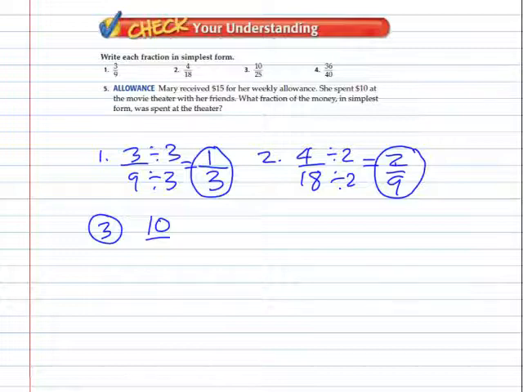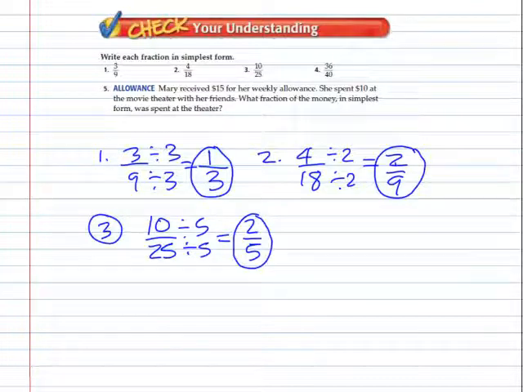Number 3, 10/25. Because both numbers end in 0 or 5, I recognize that they have 5 as a common factor. Divide both by 5 and I get 2/5 as a fraction in simplest form.